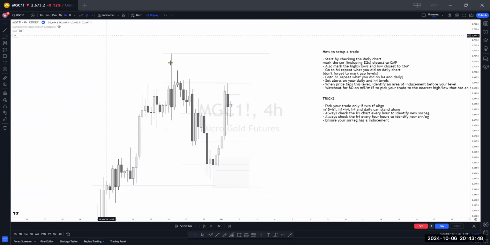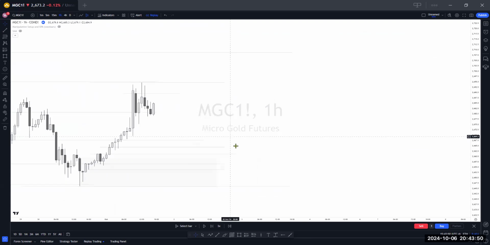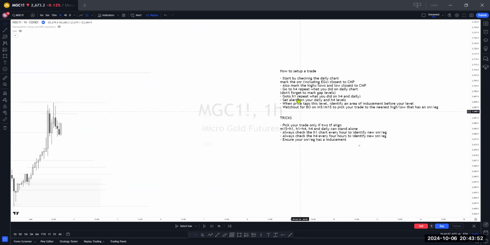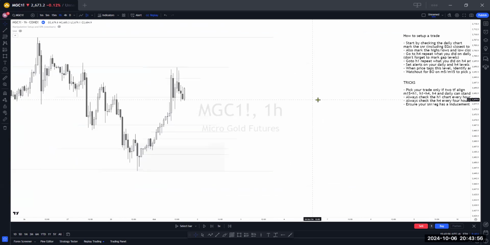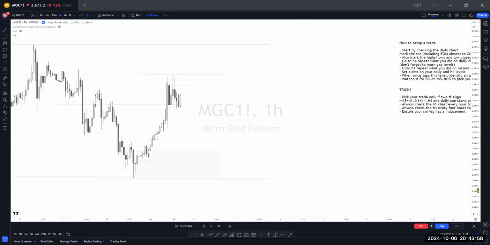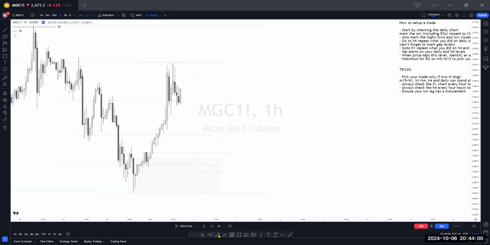So again, on the H1, I ask myself, what exactly do we have? So go to H1, repeat what you did on the H4 and the daily. As you can see, we already have too many lines on the chart. So one of the things I want to do is pay attention to the important ones, right? So I can delete the ones I think are not important. So this is the low, and then this is this high. So it means that we have this zone here. So within this zone, this one is likely a strong level.